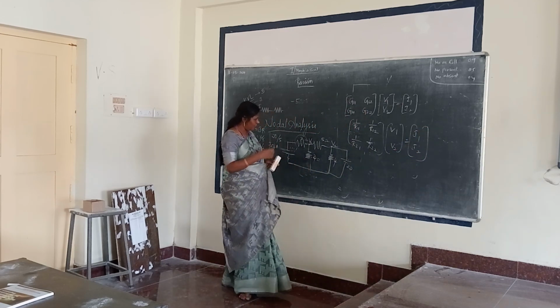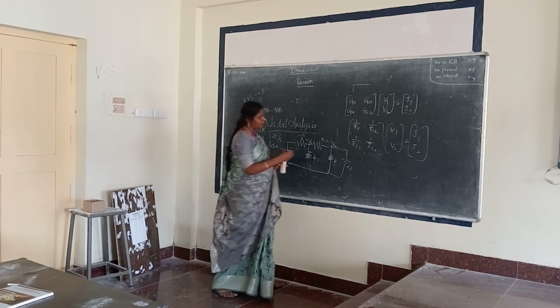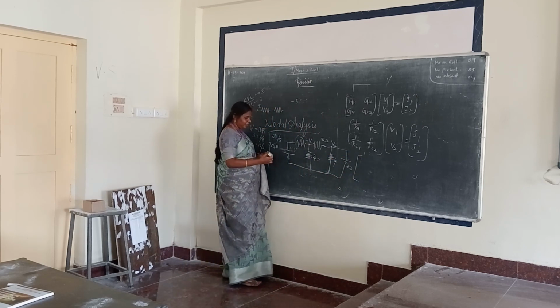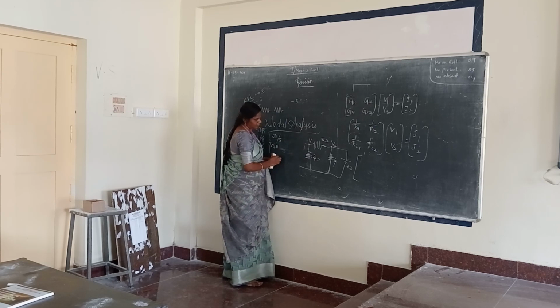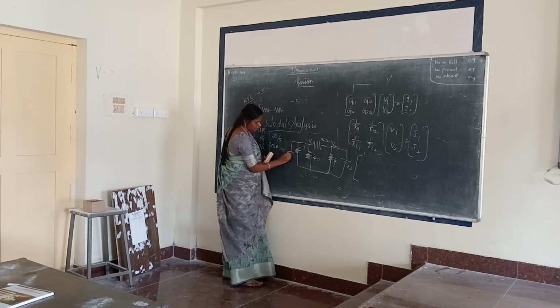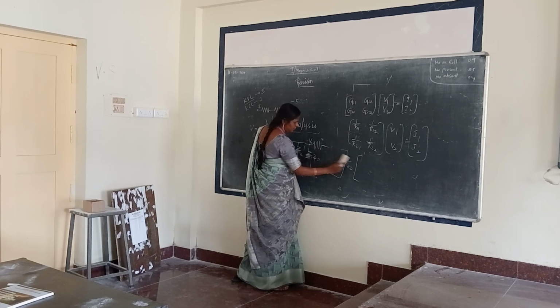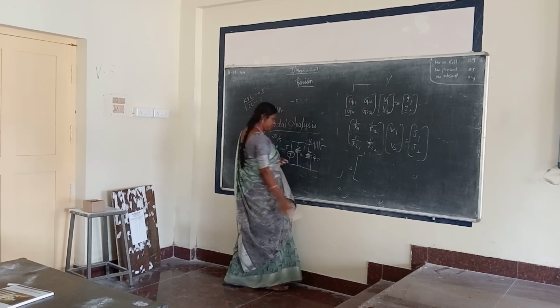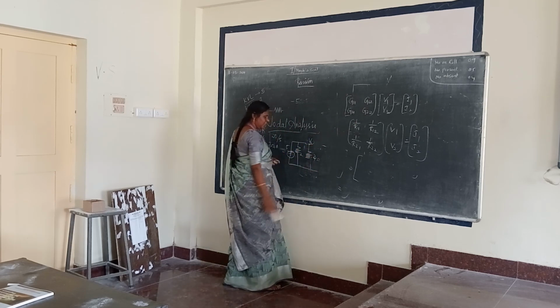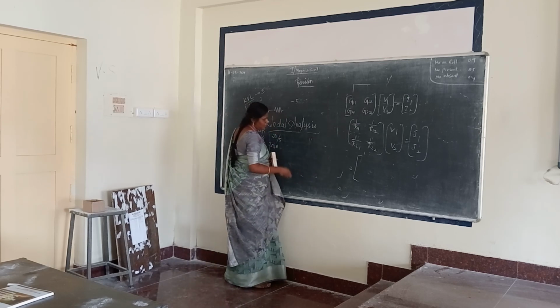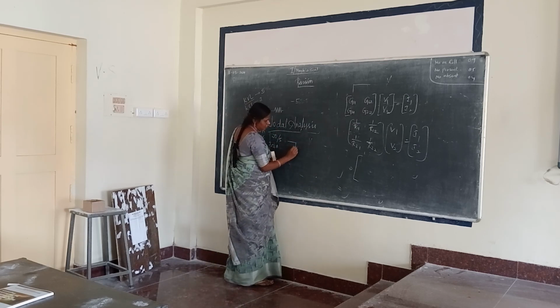Okay, on the diagram, 1 by R11. So we'll take 2 nodes.